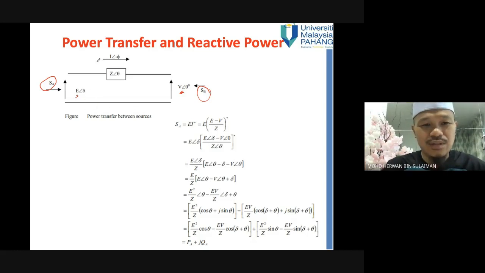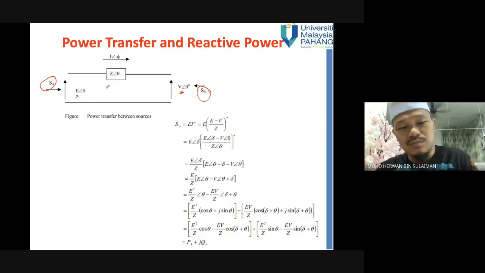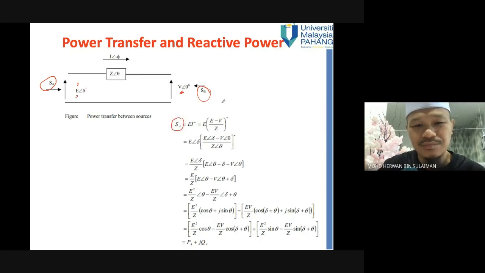So here we can derive, and then we have your Z. Now all our components we write in this form: magnitude and angle, your Z also magnitude and angle. So we know again your SA equals VI conjugate. Now our V is E. EI conjugate. As we know, our I conjugate, I equals E minus V divided by Z, right? E minus V divided by Z.